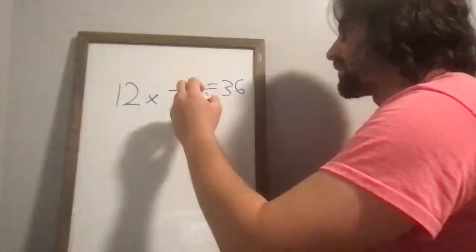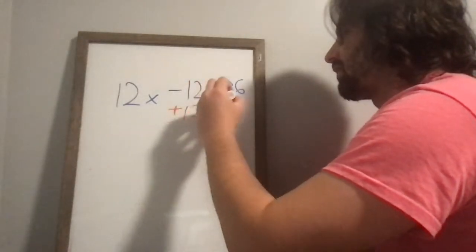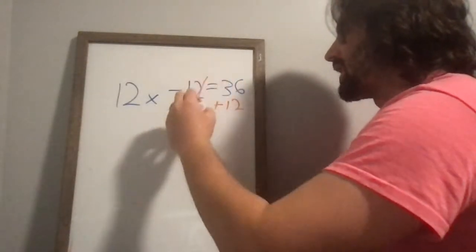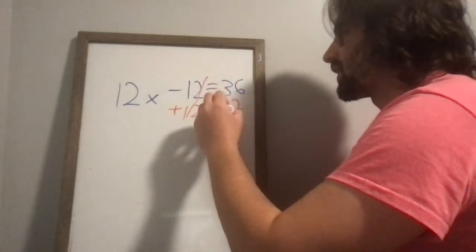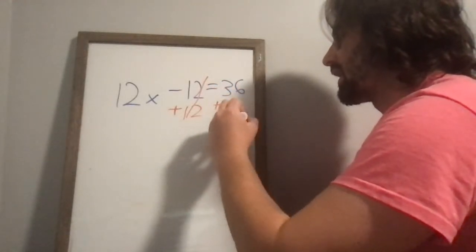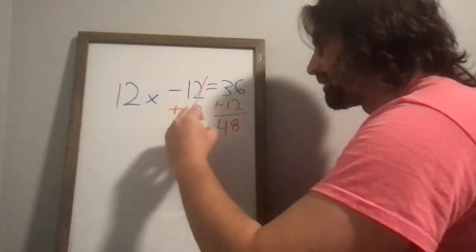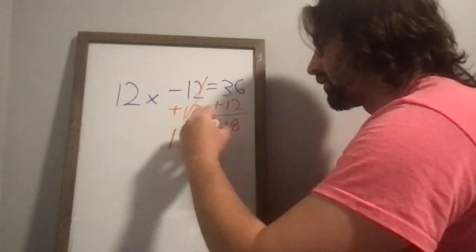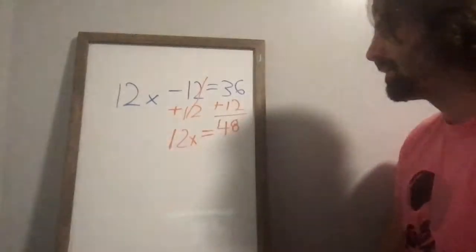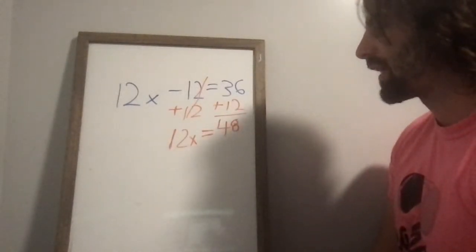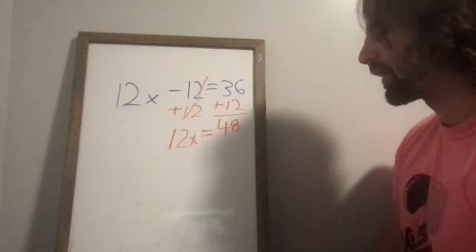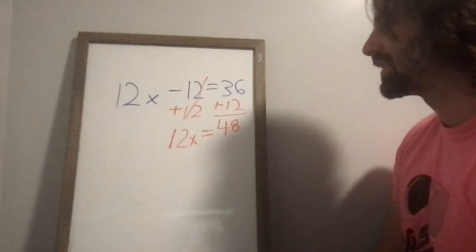So 12x minus 12 equals 36, plus 12, plus 12. These cancel each other out. 36 plus 12 equals 48. So 12x equals 48. So that's step 1. We get the 12x on one side of the equal sign. We figured out what 12x equals.